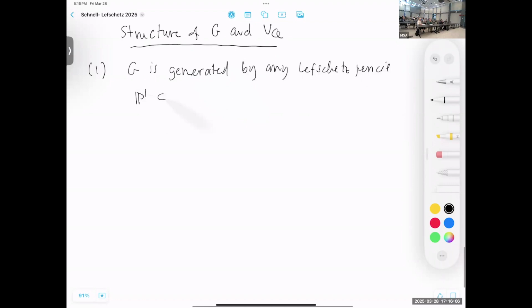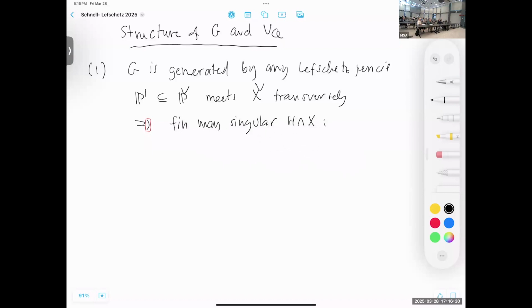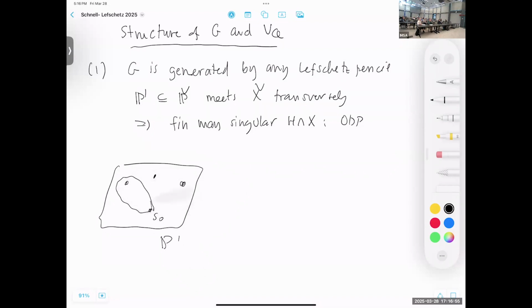Right, so a Lefschetz pencil means I have a line inside of my P dual that meets the X check transversely. Then I'll get finitely many singular fibers in that case, but they each just have one ODP. So you get finitely many singular H intersected S, but they have one ODP. The usual picture would be that I draw this P1, then there are these finitely many bad points, and here's maybe my reference point S0. The fundamental group of P1 minus those finitely many bad points is generated by the loops around those points. And their images in P check minus X check generate the fundamental group of X if I choose this P1 generic.